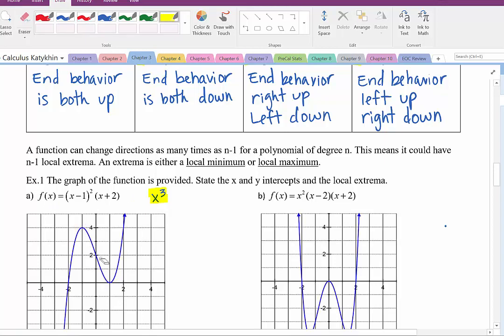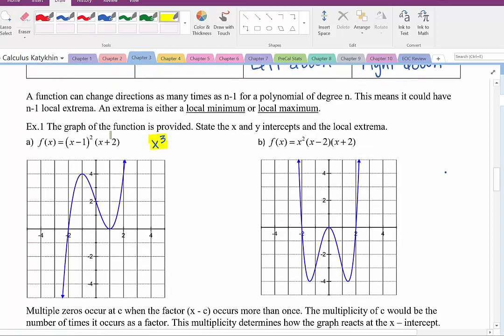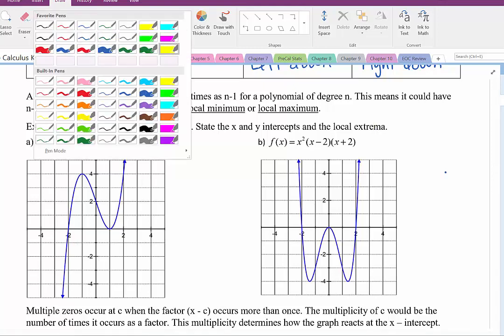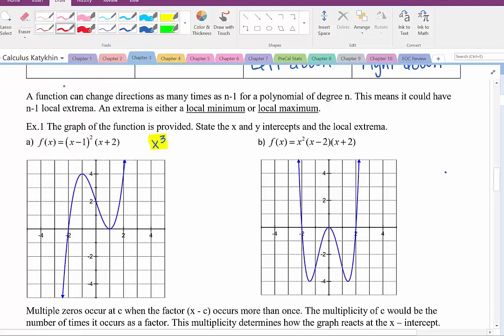So now let's go ahead and figure out a couple of things. It says the graph of the function is provided. State the x and the y intercept and the local extrema. So let's start with our x-intercept. We have two of them. We have an x-intercept here, and an x-intercept here as well. So that would be -2 and +1.